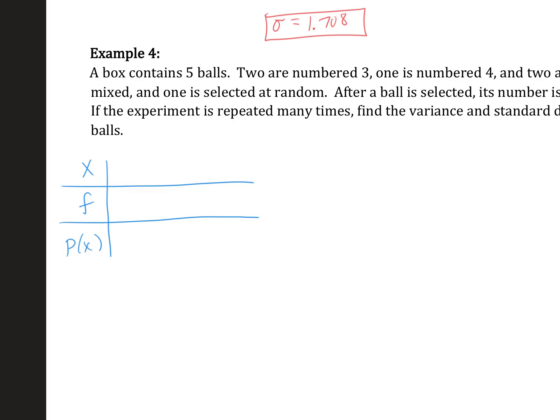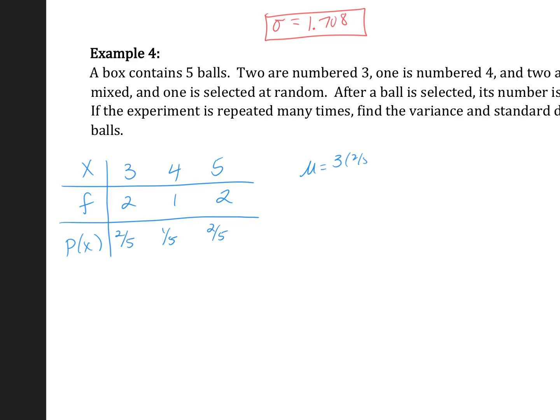So I have X is 3, 4, and 5. So my frequencies are 2, 1, and 2. I have a total of 5. So my probabilities are 2/5, 1/5, and 2/5. So that's the first thing I got to do. Find my probabilities. Now I'm going to go find the mean.